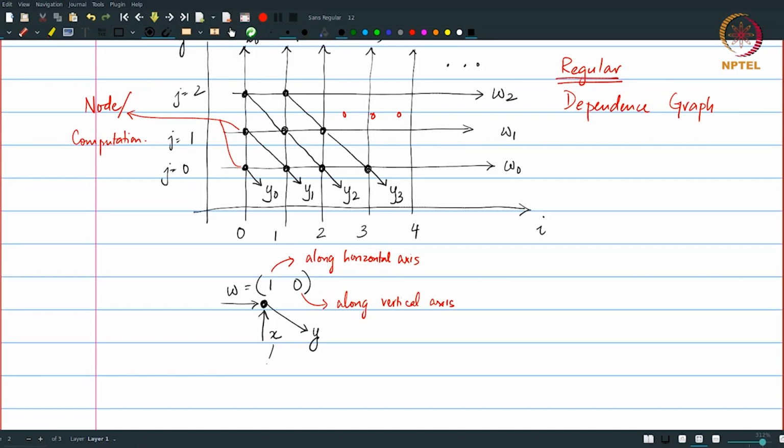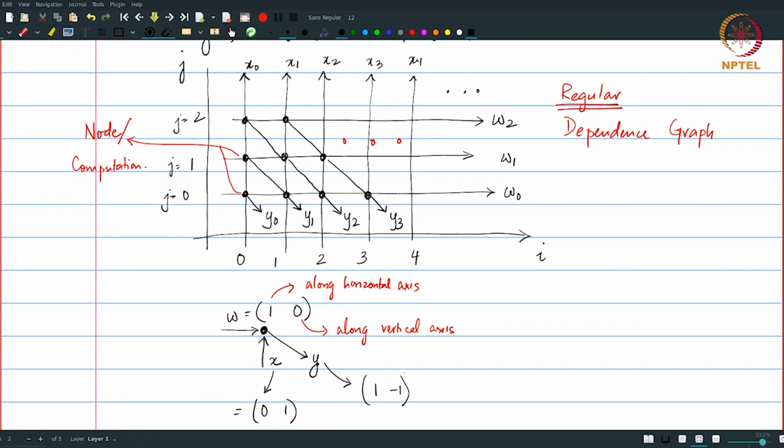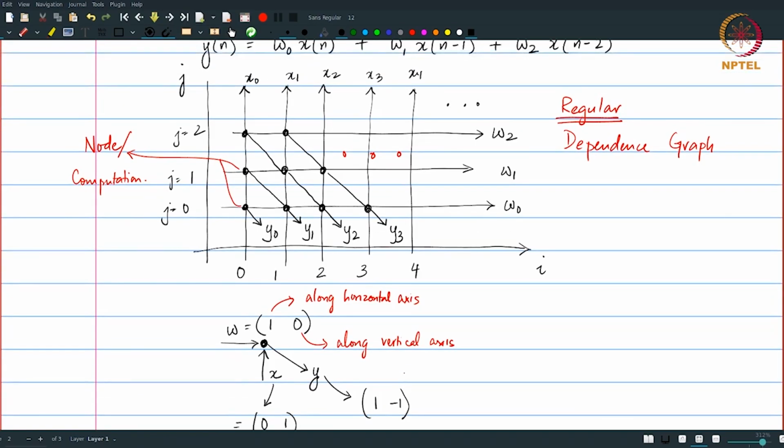Which means that the x corresponds to the vector (0, 1), and y corresponds to the vector with 1 in the horizontal axis and -1 in the vertical axis. So effectively, the directions of propagation of each of these signals can be seen as 3 different directions: (1, 0) for the w's, (0, 1) for the x, and (1, -1) for the y's. Note that this dependence graph that I have drawn over here, although it captures all the possible outputs and so on, does not really have a notion of time associated with it. It's primarily focusing on just capturing all the computations and the dependencies between them.